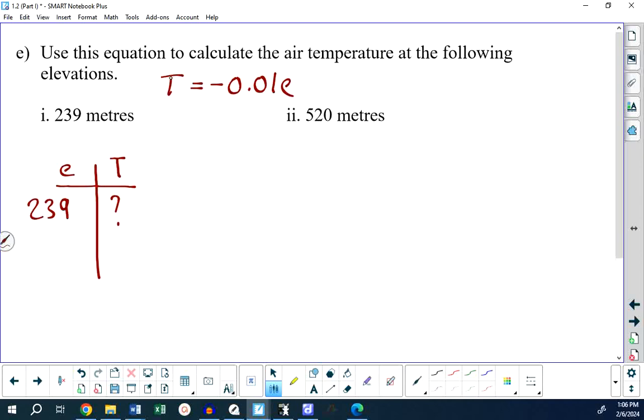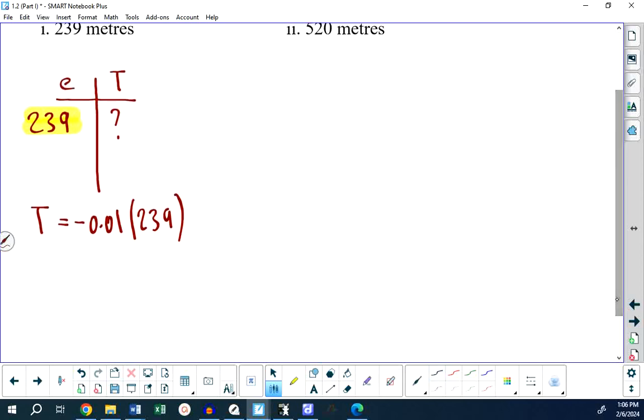So what I am doing here, everybody, is I'm putting this number here, and I'm going to calculate the temperature. The temperature will be negative 0.01 times 239. I'm getting, I think, negative 2.39 degrees. There's no way you could have got that accuracy by looking at the graph. No way.